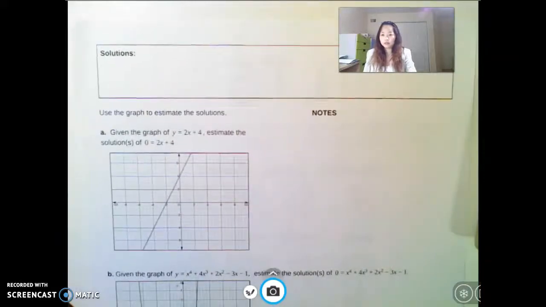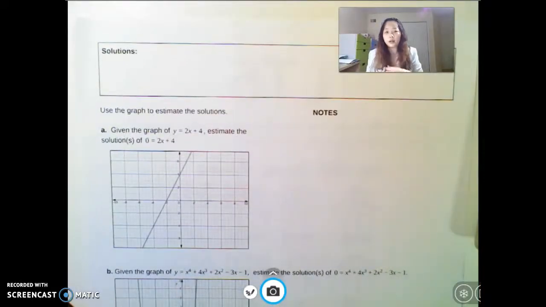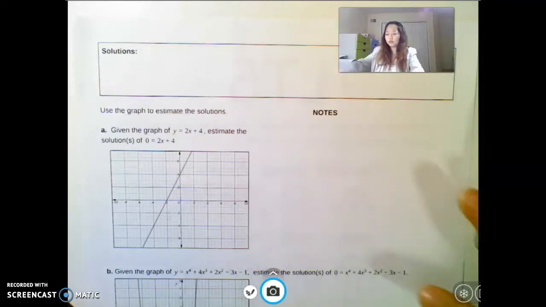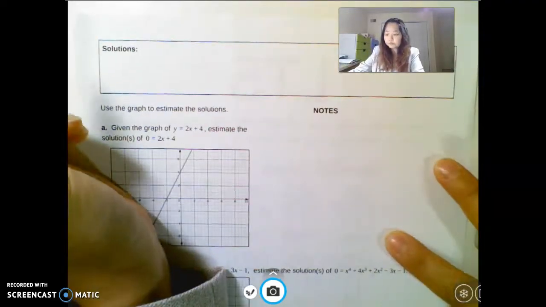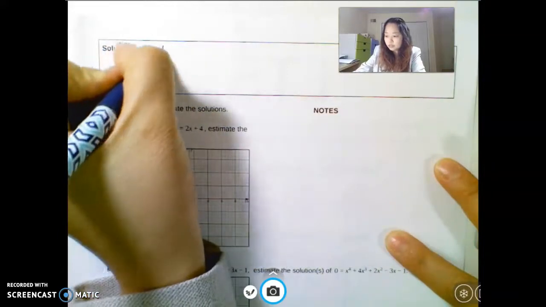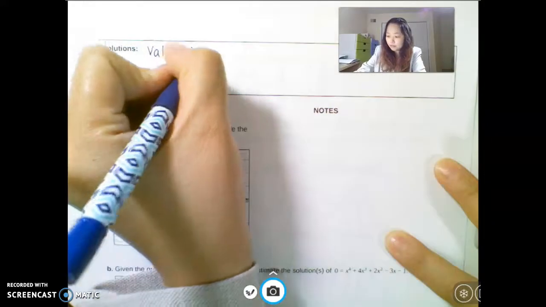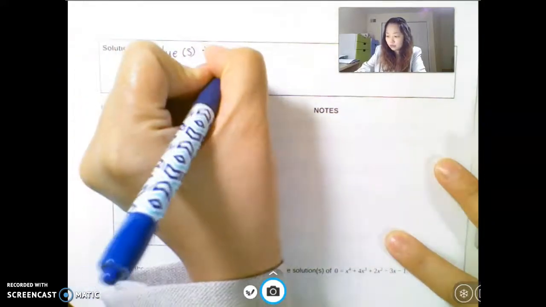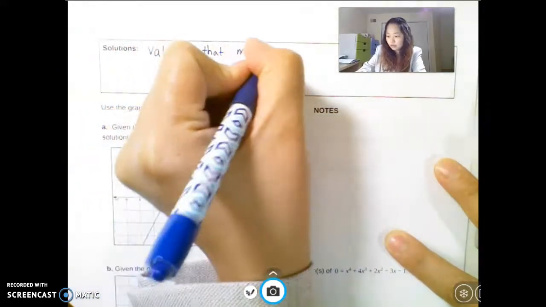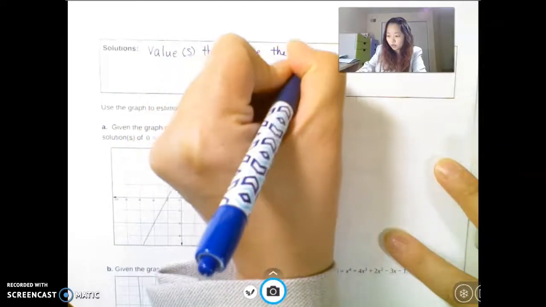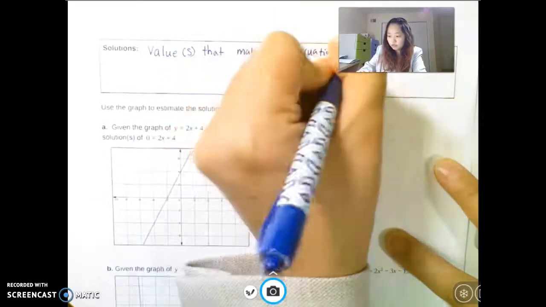So we start with the first part, solution. This is part 1, and I'm going to make 5 videos for learning target 5. So solution, what is a solution? Right? We know this. It's a value, or it could be more than one. It's the values that make the equation true, right?